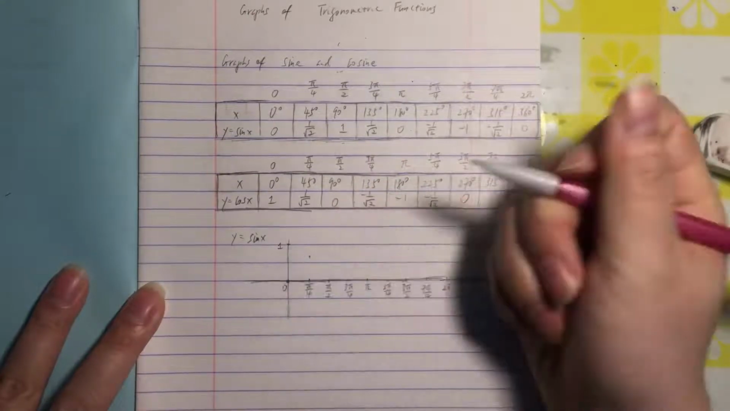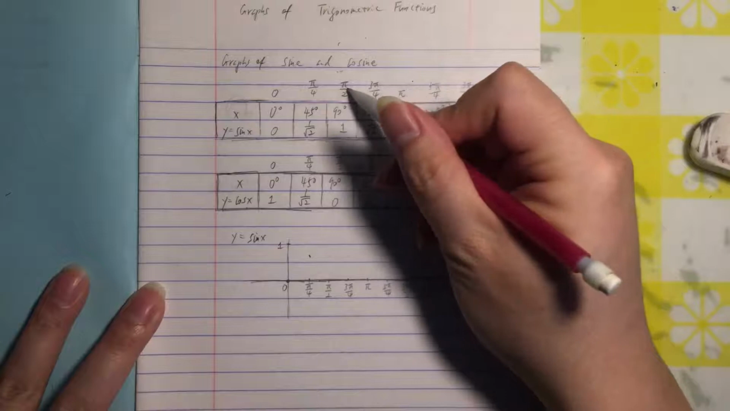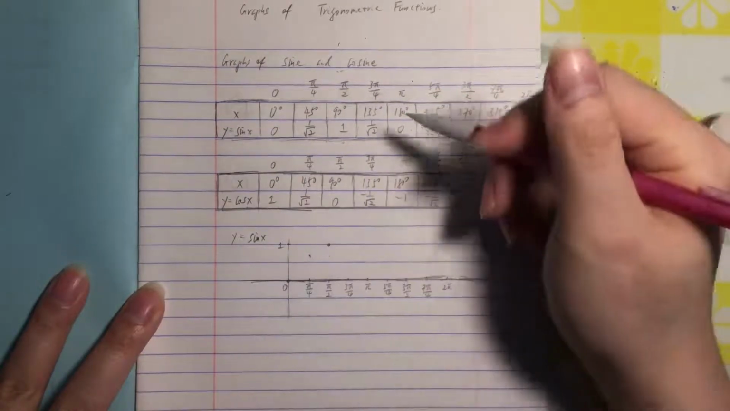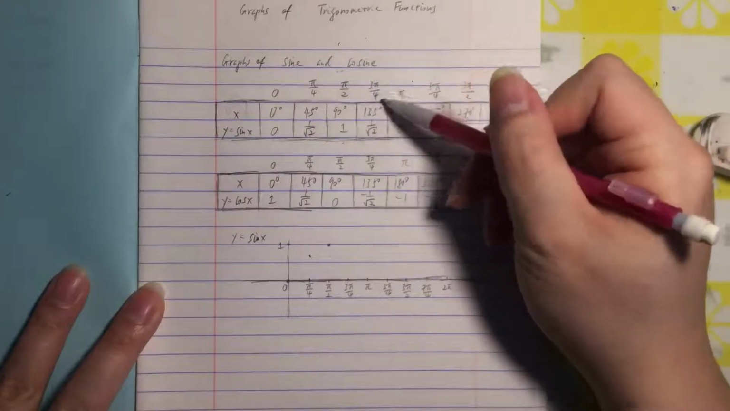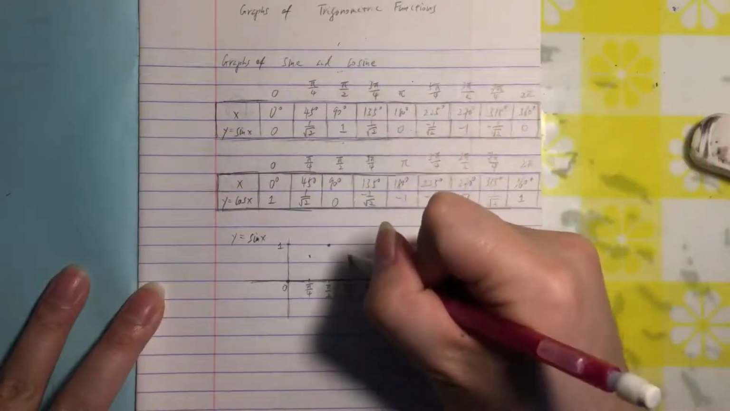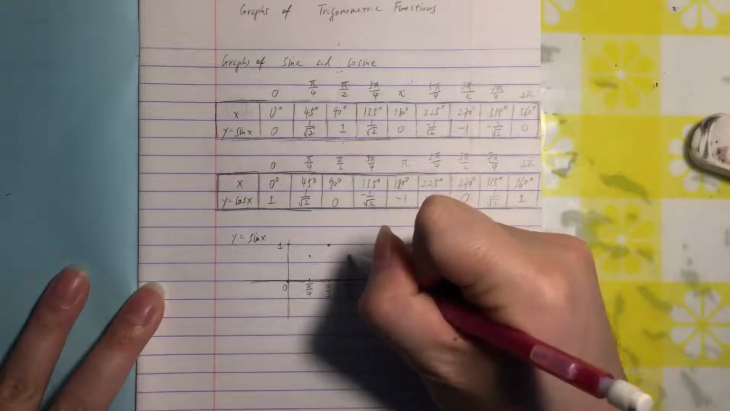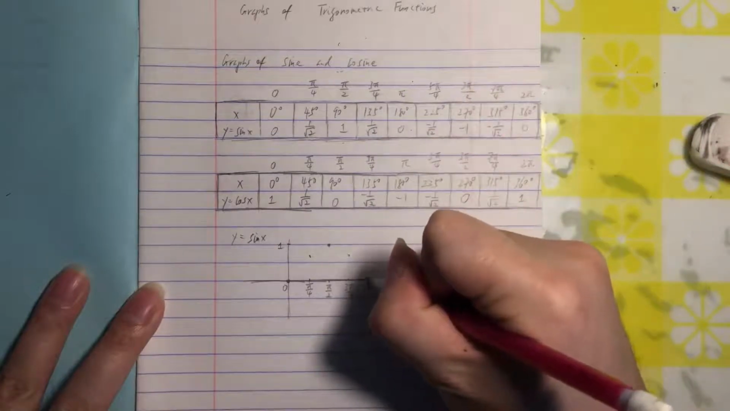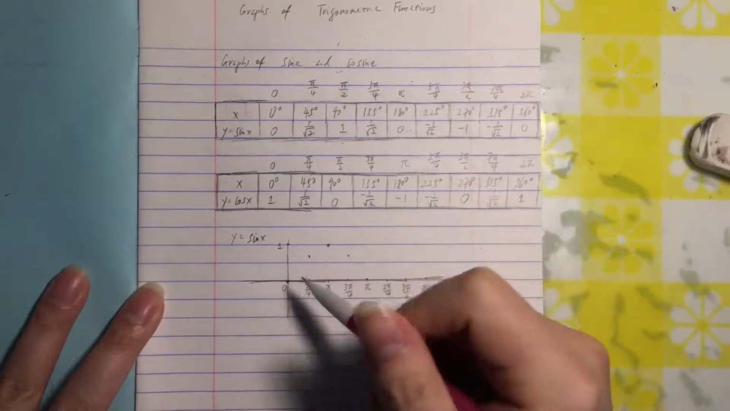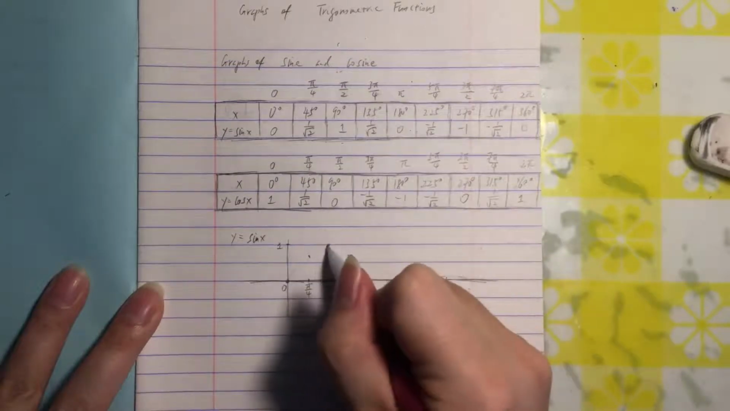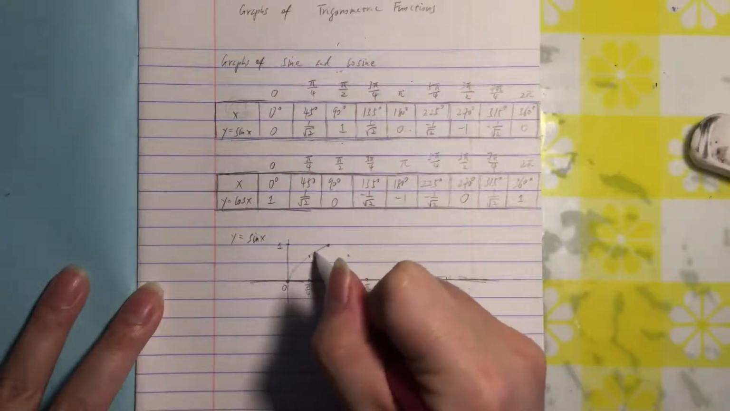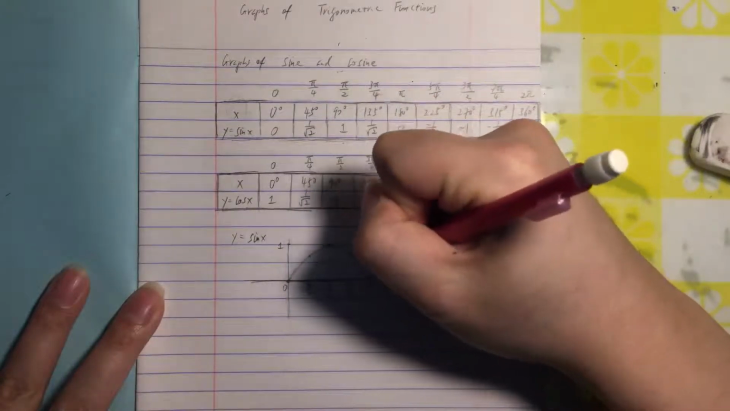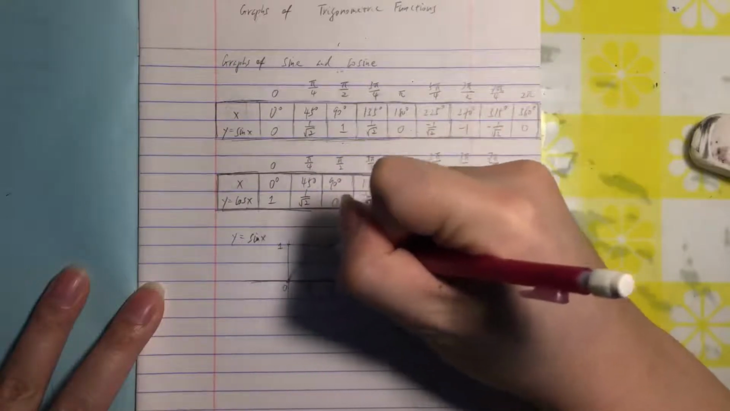That's the second point. The third point, when X is pi over 2, Y is 1. Next point, when X is 3 pi over 4, Y is 1 over radical 2. It's here. Next point, when X is pi, Y is 0. That's the next point. Connect these points using smooth curve.